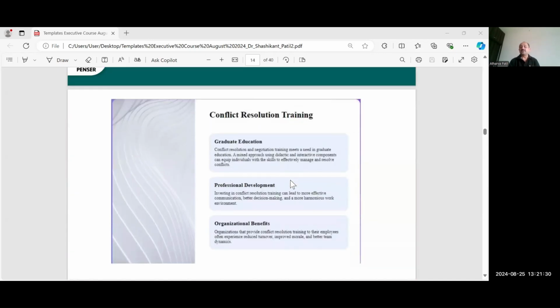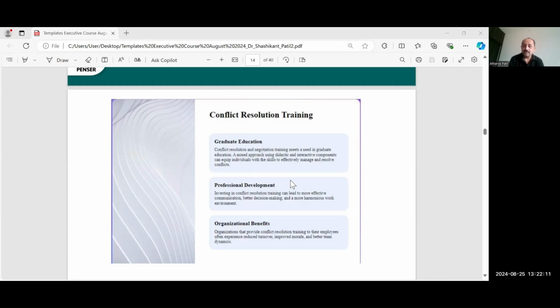So you need to provide conflict resolution training to the individuals. One is graduate education, conflict resolution and negotiation training. A mixed approach using didactic and interactive components can equip the individuals, the professionals, with skills to effectively manage and resolve conflicts. Another aspect is professional development. Individuals have to consider themselves lifelong learners. They have to do small things on a daily basis, which can be average, but that will lead to their individual growth, 360-degree growth, and personal grooming.